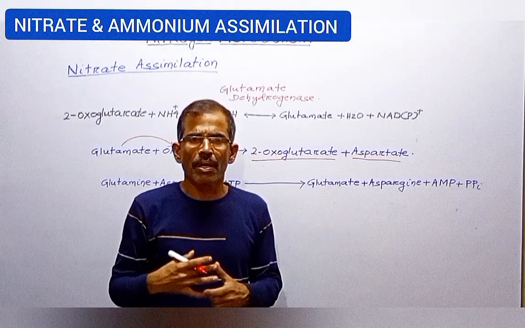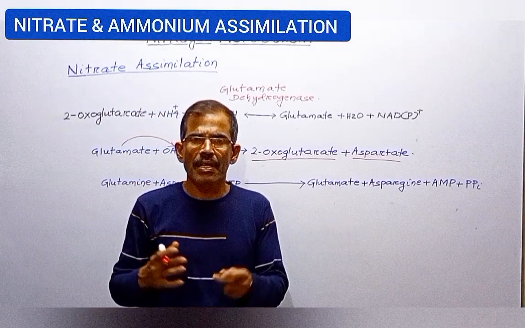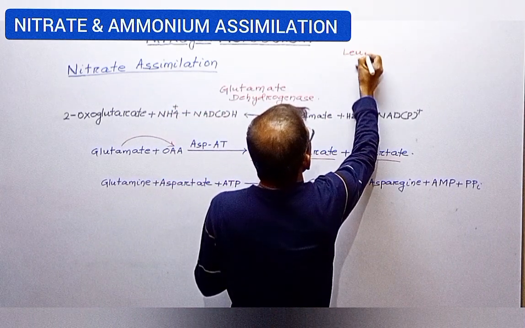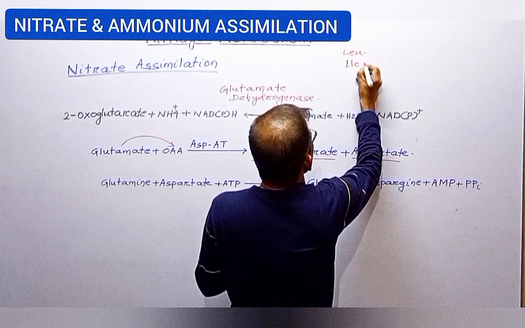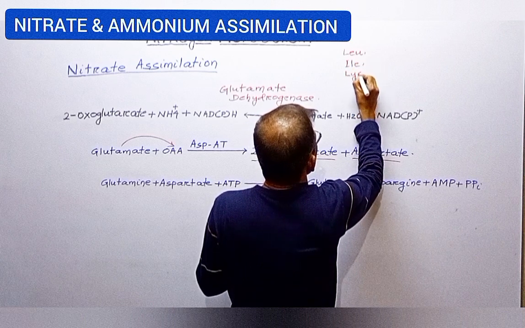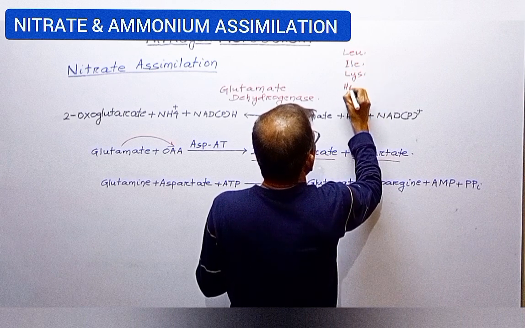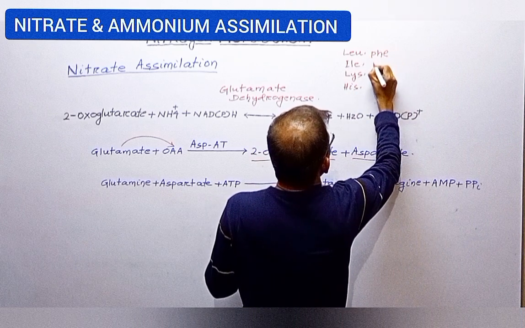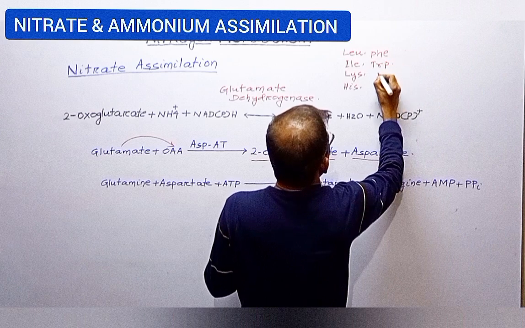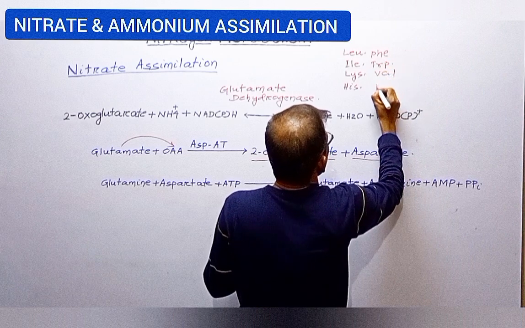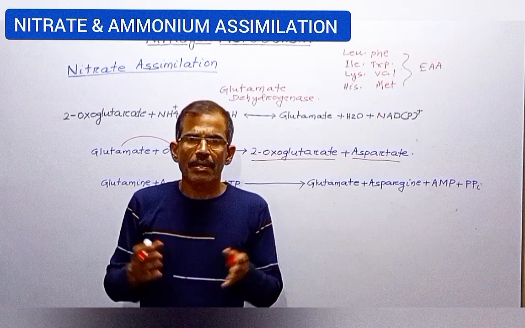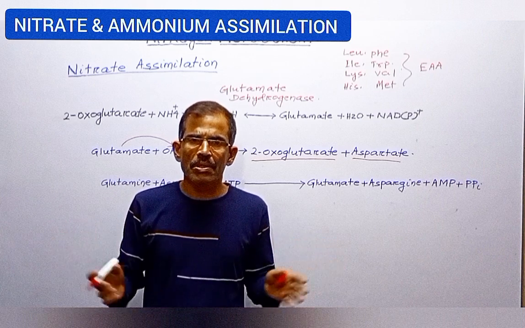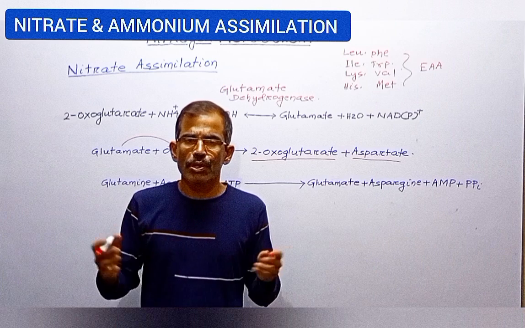Humans and most animals cannot synthesize certain amino acids such as leucine, isoleucine, lysine, histidine, phenylalanine, tryptophan, valine and methionine. By contrast, plants can synthesize all the 20 amino acids which are common in proteins.